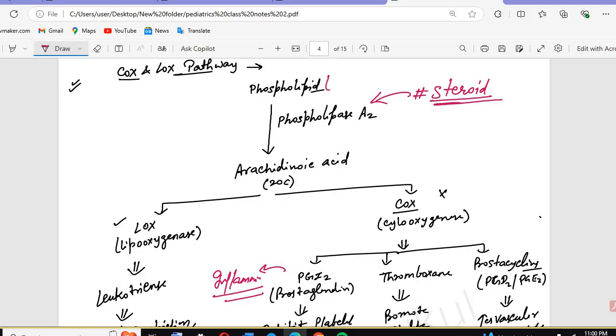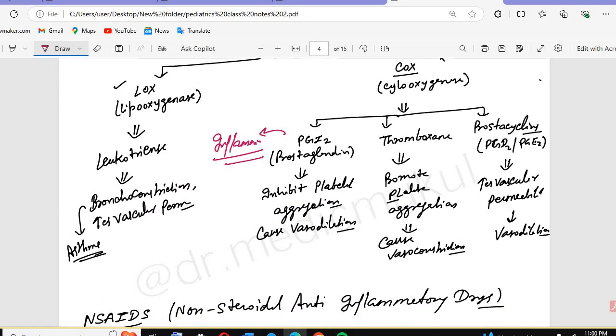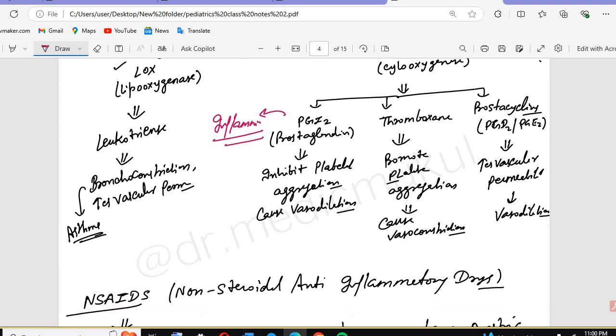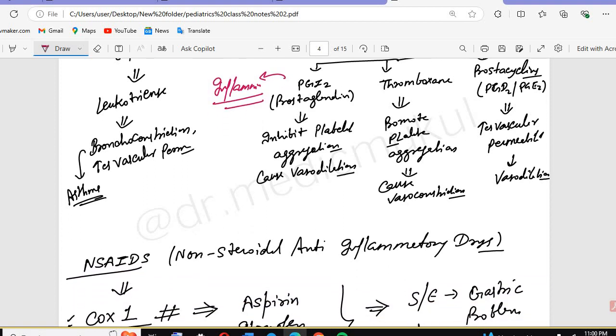Okay, the phospholipids are present in the cell membrane. So that's why we have two kinds of drugs. One is the steroidal drugs, and another is the COX inhibitor drugs, that is the non-steroidal anti-inflammatory drugs. These are the COX inhibitors. The LOX inhibitors are like the leukotriene inhibitors, such as zileuton and Montelukast. They inhibit the leukotrienes.